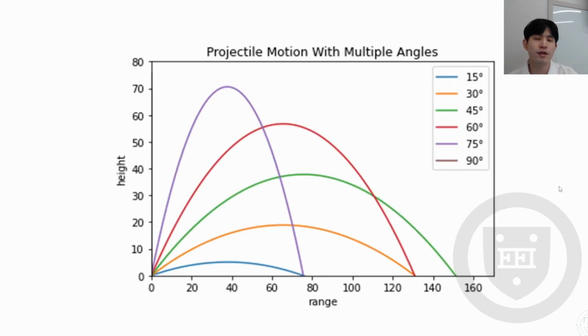As you can see here, this figure shows projectile motion with multiple launch angles. And as you can see, a launch angle of 45 degrees gives you the maximum range.